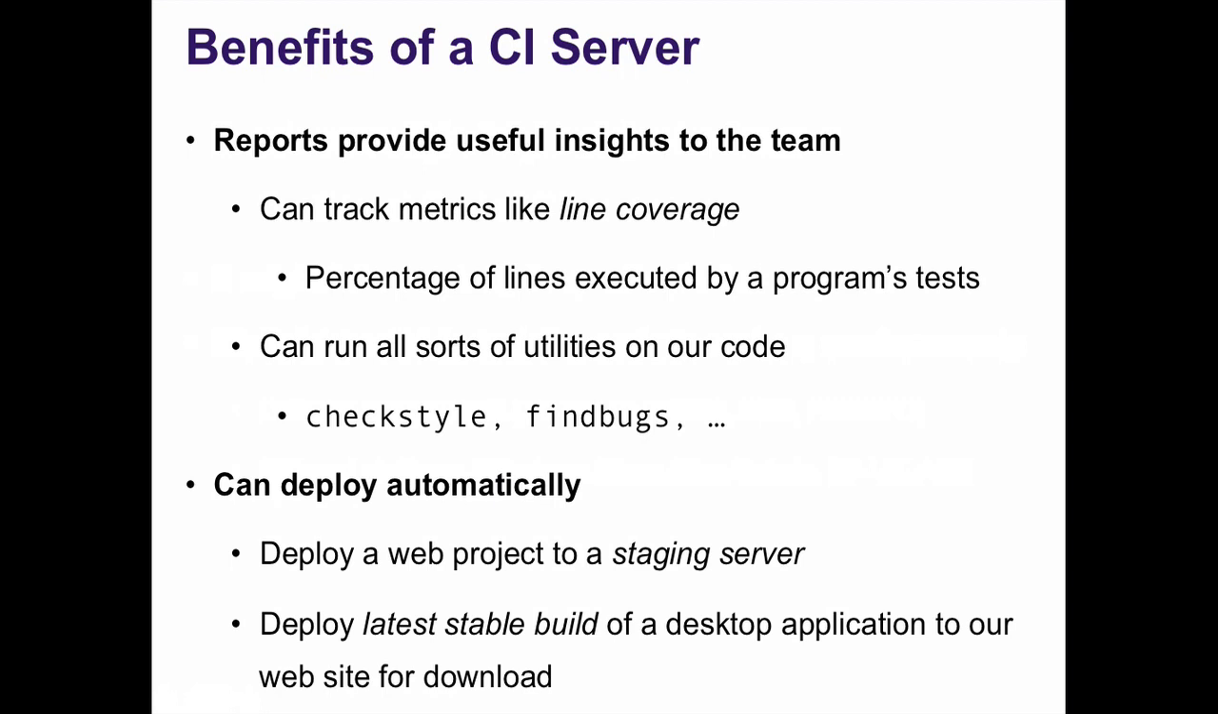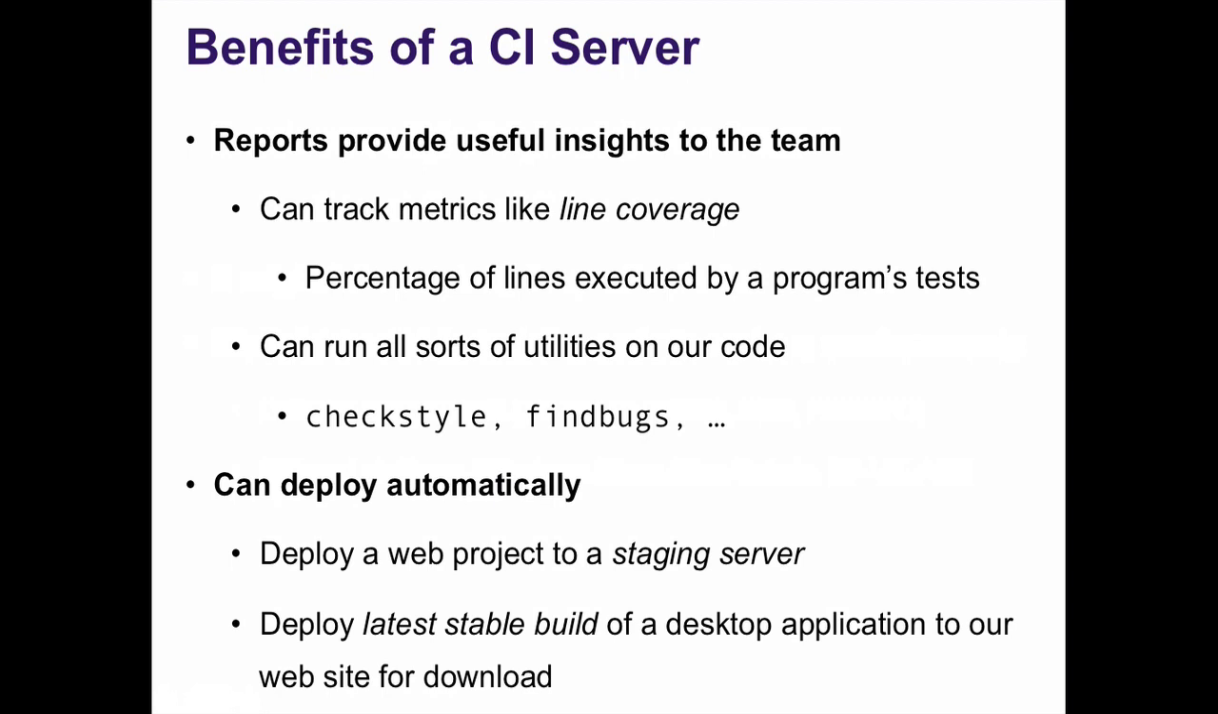Beyond test metrics, there are all sorts of other utilities that we often run on our code. There's a program called CheckStyle that we can configure to check our code to ensure that it adheres to the style conventions that we've adopted for a project. Another example is a utility called FindBugs, which performs what we call static analysis on our code to try and identify bugs in the code. Essentially what it does is look for bug patterns, pieces of code that are likely to be errors, and then it generates reports on those areas so that we can go in and examine them.